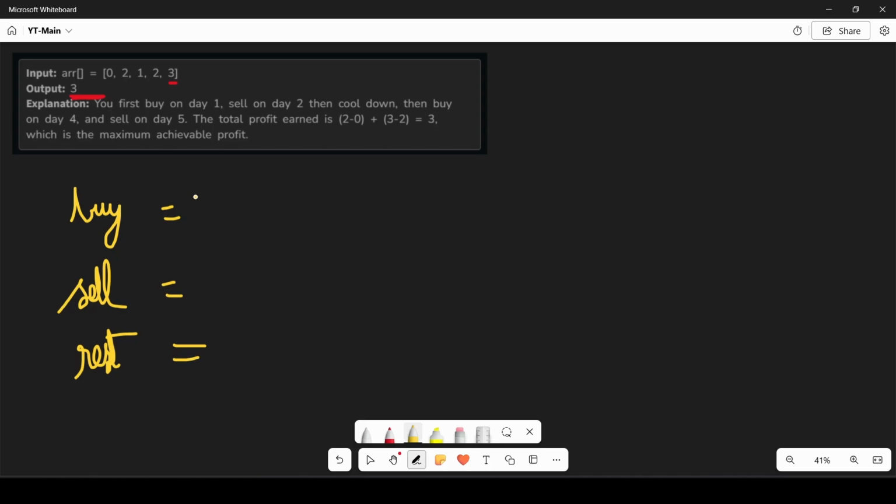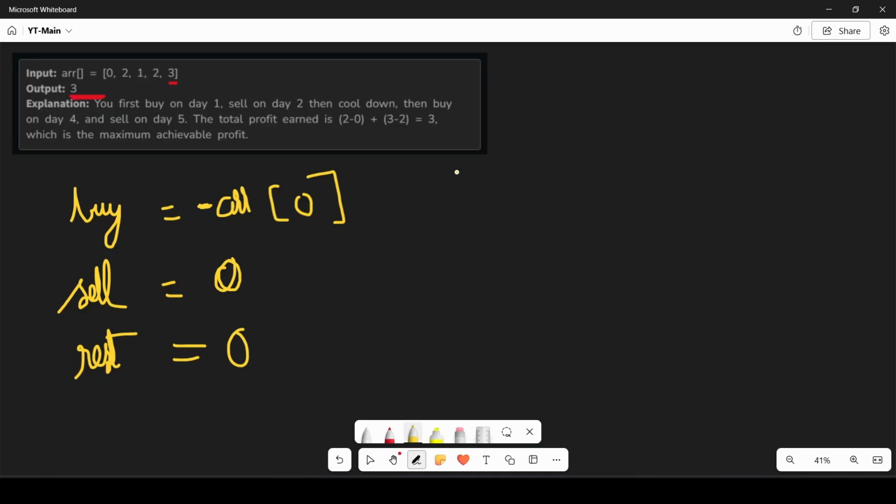Now this buy state initially will be the negative of array of 0. I'm not saying that you have to buy the first stock no matter what. We have to assume all possibilities and go forward. So by default, we'll give it the minus of whatever the first element we have, because we are buying it. It's a negative trade on our hand. Now for sell, we'll be giving 0, and even for rest, we'll be giving 0. These two by default will be 0 because you're starting from the first day onwards.